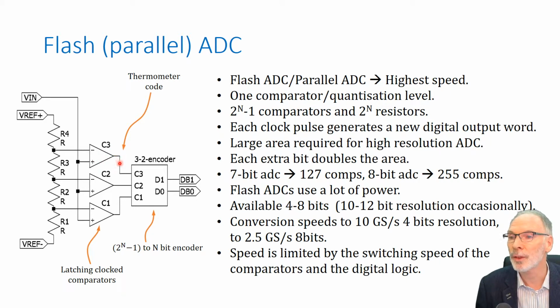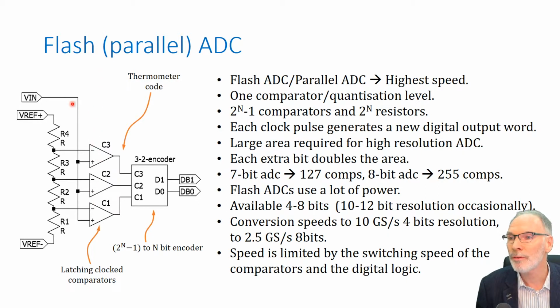So if you can imagine for a moment this were a 4-bit flash ADC, and remember we're going to have 2 to the power of n minus 1 comparators in this bank of comparators. So for a 4-bit ADC we would have 2 to the power of 4, 16 minus 1, we would have a bank or a column of 15 comparators.